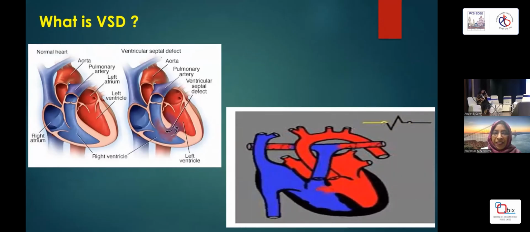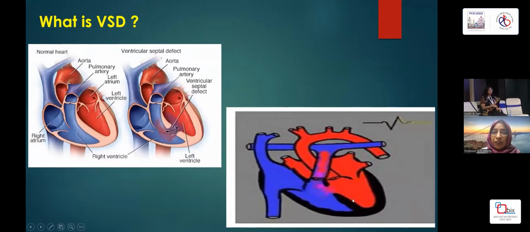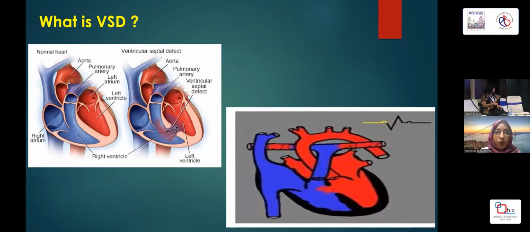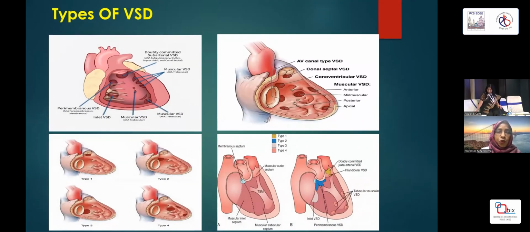This is the VSD, a very simple type of communication between the ventricles. But when the location changes, some of these become indications and some become contraindications for percutaneous closure. Here are some types. We can classify them as type 1, 2, 3, and 4. Type 1 is the doubly committed or subarterial type of VSD. Type 2 is the perimembranous type, type 3 is the inlet type, and type 4 is the trabecular and muscular type.